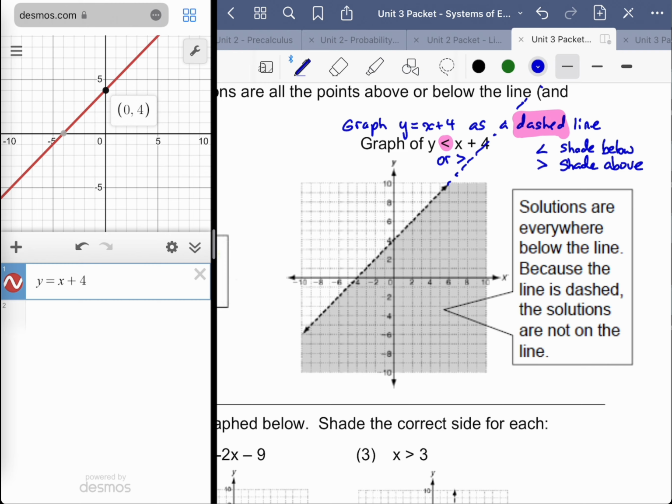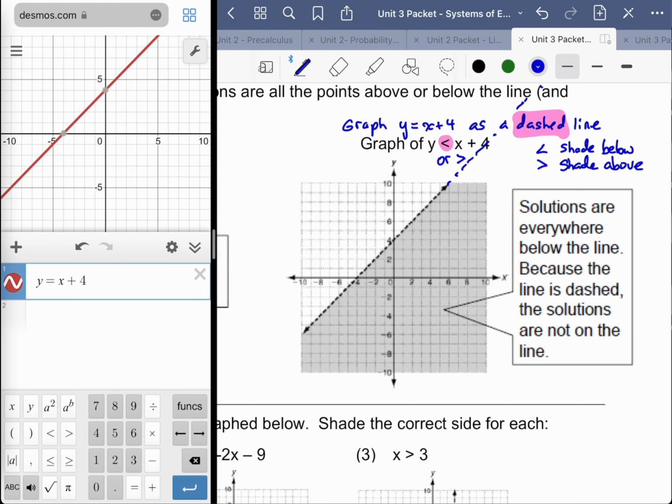If you're ever in doubt, that's where Desmos comes into play, and it's a beautiful thing. Even the TI calculator will do it. It is just a couple extra steps, but it'll still do the job for you. All you'd have to do is type in the inequality exactly the way you see it. It'll shade it and dash it appropriately, which is really nice.